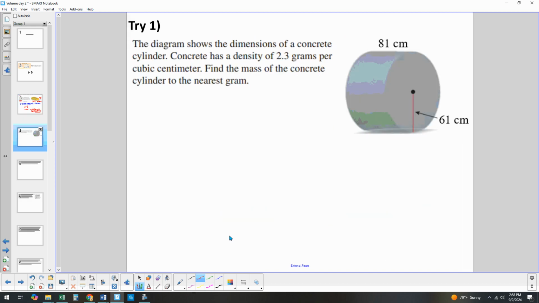So here's try 1. Find the mass of this concrete cylinder. The dimensions are already in centimeters for you, and we're given the density. Pause if you'd like. Answers are posted online.